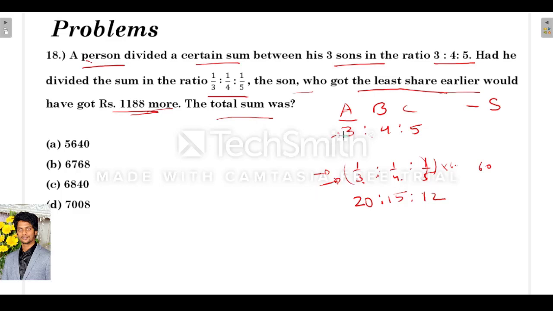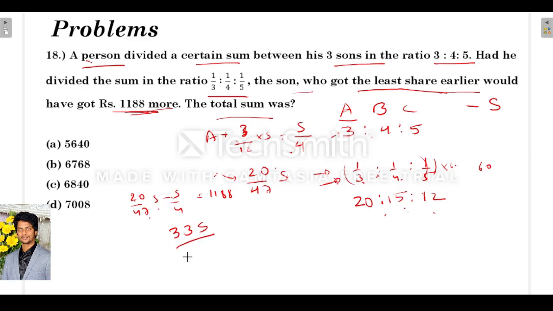So here see, the share of A originally is 3 by 12 into S, right? S is the total sum, so S by 4. Here new share of A is 20 by 47, 20 plus 15, 35 plus 12, 47 S. So this minus this is this. So 20 by 47 S minus S by 4 is 1188, and we need to find the S. So here we can see 80 minus 47, 33 S by 47 into 4 is equal to 1188.